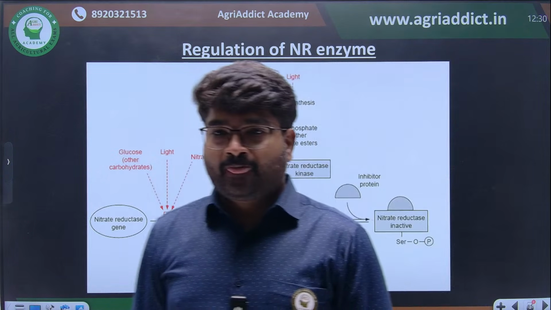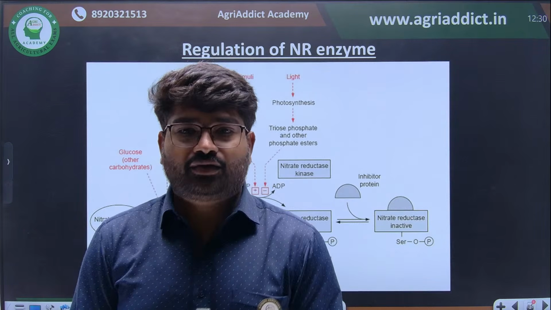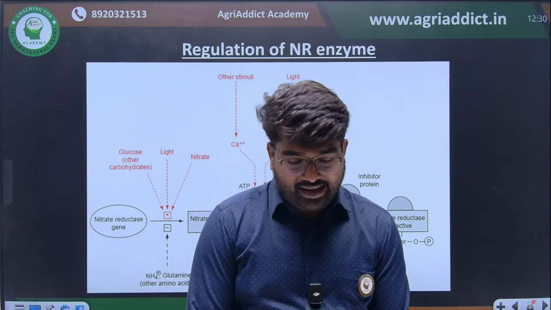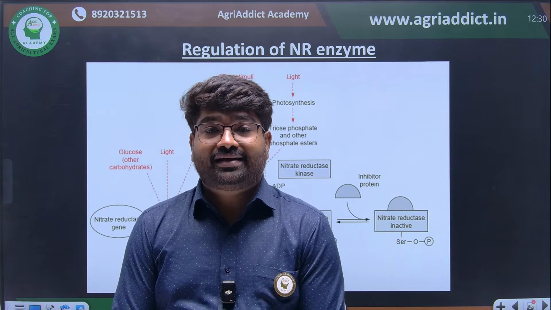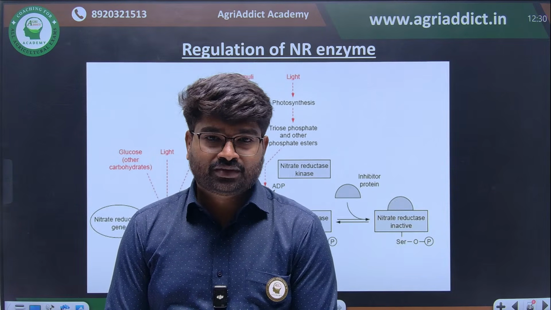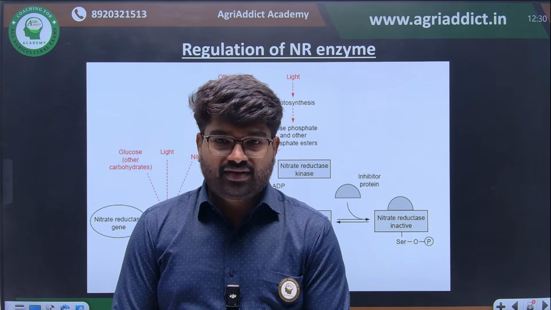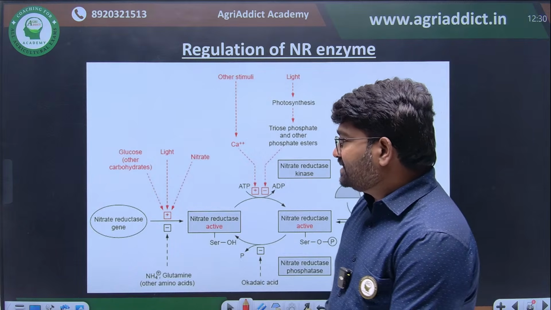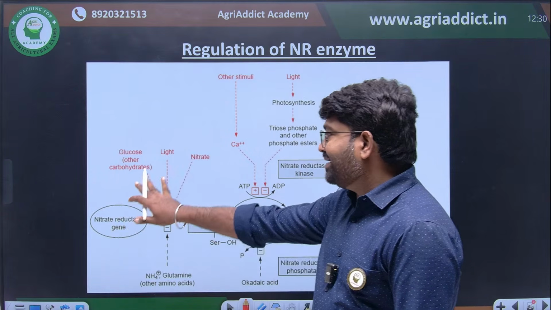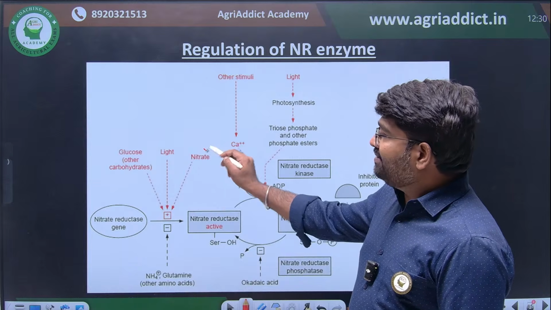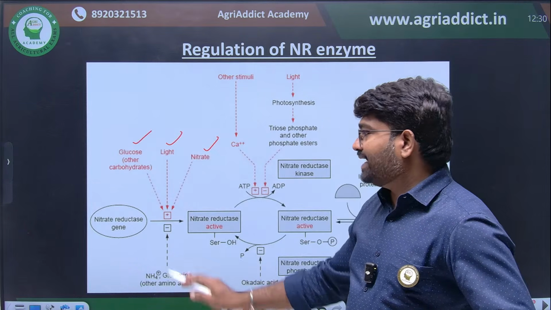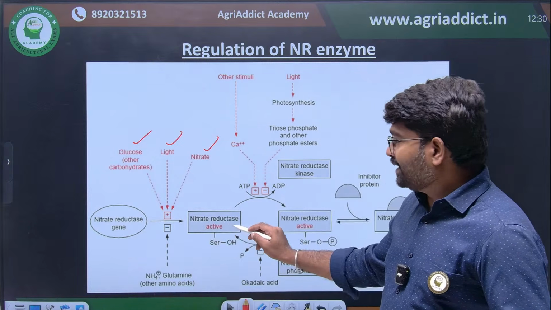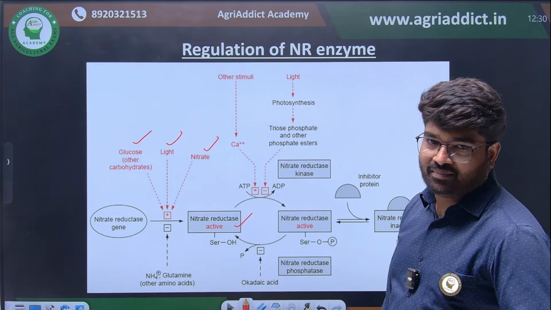This is also another important point. Now we are going to see the regulation of the nitrate reductase enzyme. The question they asked was about the different regulation mechanisms involved in the NR enzyme, given in assertion and reason questions. First, the gene expression of NR will be regulated by different components. Nitrate, light and carbohydrate source will act as positive regulators for converting the NR gene to NR protein, so NR protein synthesis will happen.